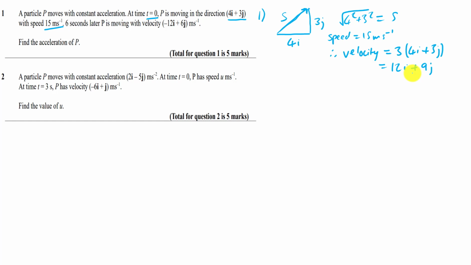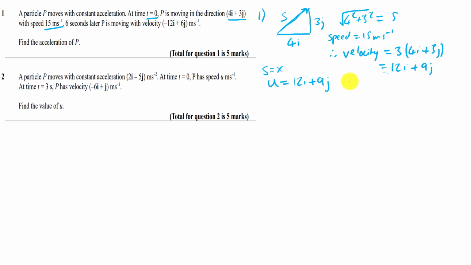Right, does that bit make sense? And if you were to square these numbers and square root that, that will get the speed. Okay, perfect. So once we've got that, this is SUVAT, and in your mock exam, you could have used SUVAT to answer some questions. So S, we don't know, so we don't use that. But U, we have it as this 12i plus 9j.